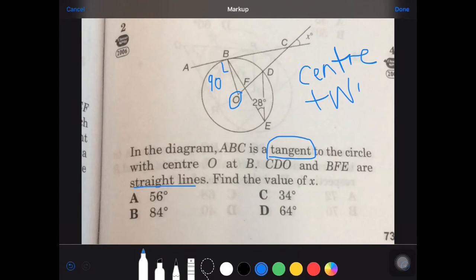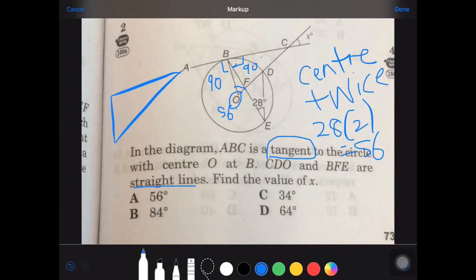If you look carefully, the 28 and that O, so remember the angle at the center is always twice the angle outside, so you need to times 2. 28 times 2 gives you 56 degrees. So that 56 degrees will be inside that angle I just marked there. Right, now that will be 90 degrees. If you look at the drawing that I just drew for you, so that will be 50 degrees.